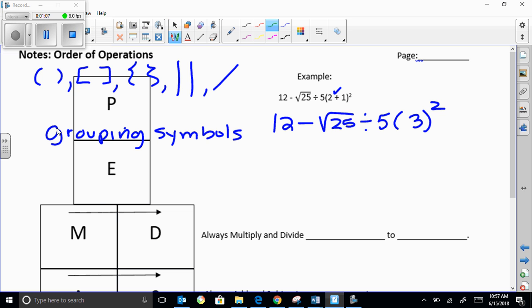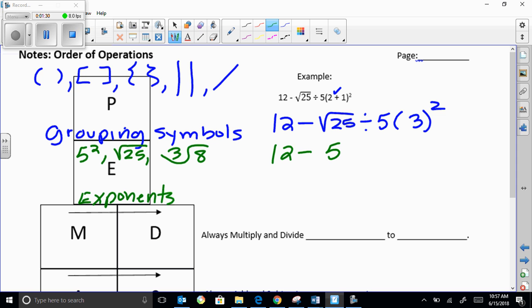My next step is to complete my exponents. Exponents can include such things as 5 squared, the square root of a number, or the cube root of a number. So in this particular problem, I'm going to say 12 minus 5 divided by 5 times 3 squared. Let's go ahead and make that 9.